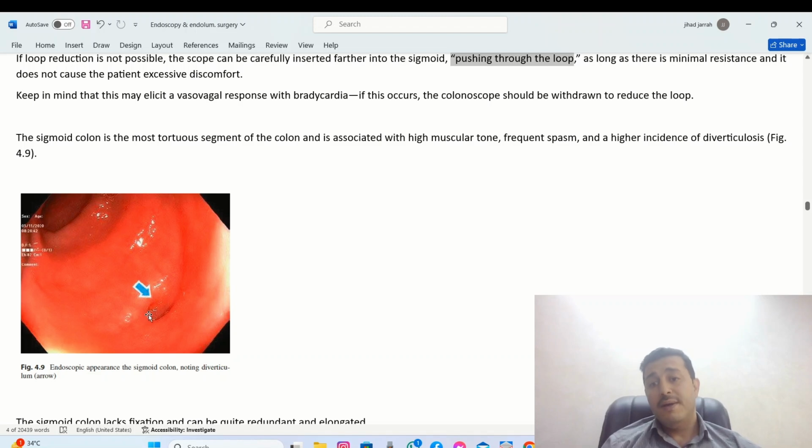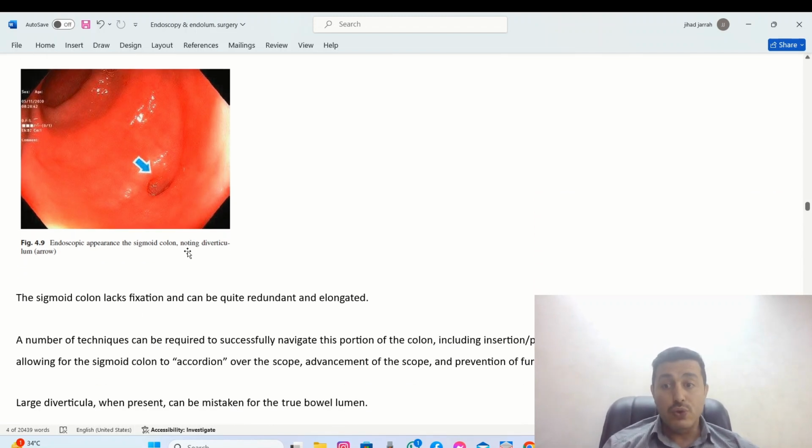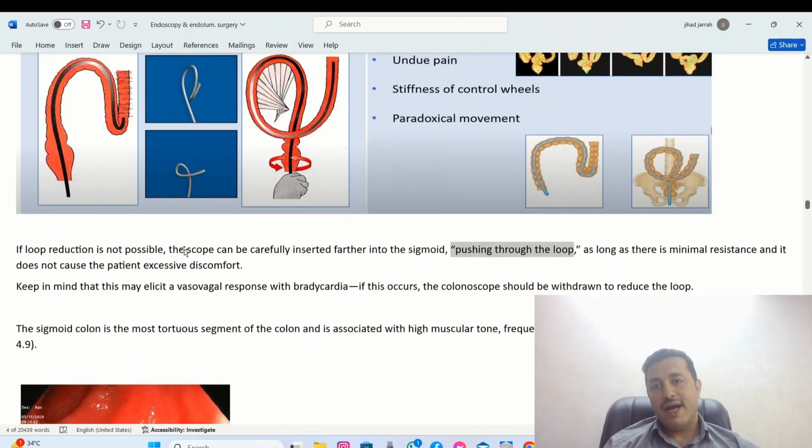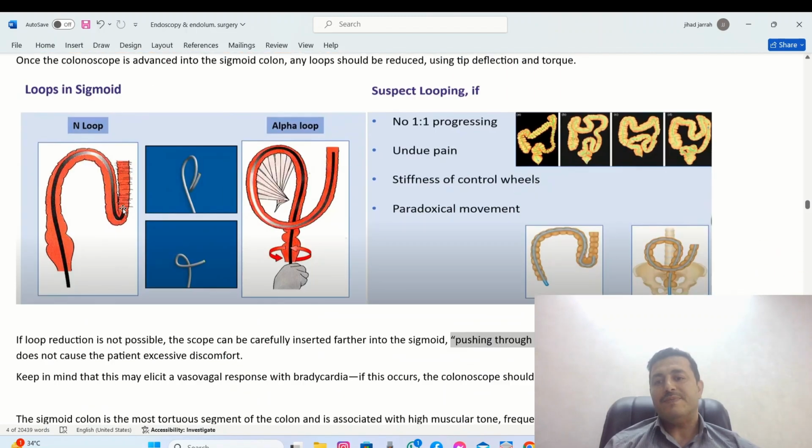Let's say you can see here the diverticuli in the sigmoid. This is a small one, but it can be large enough that it can mimic the true lumen. One of the ways, as I said, to follow the true lumen is to follow the shadow, the dark zone.